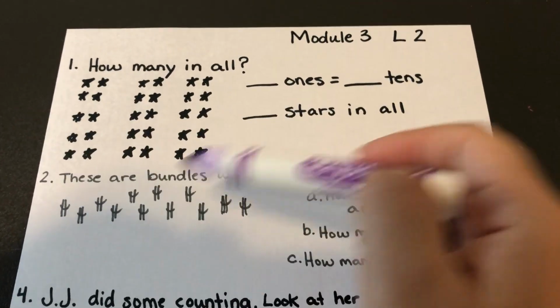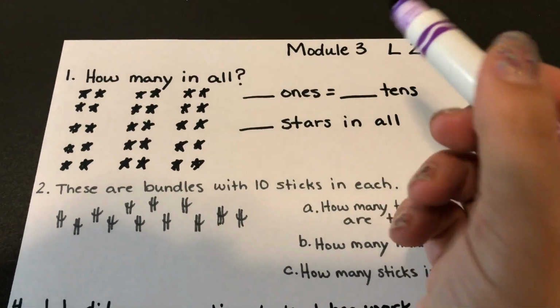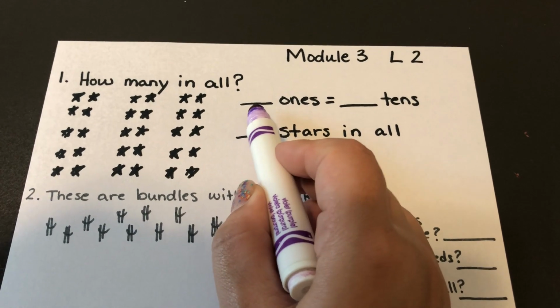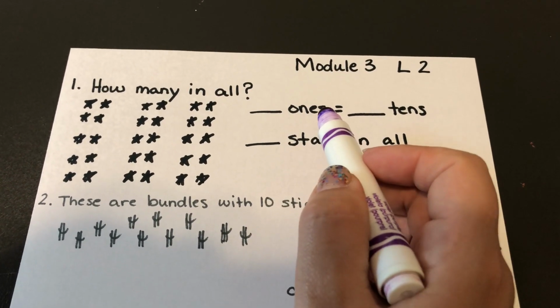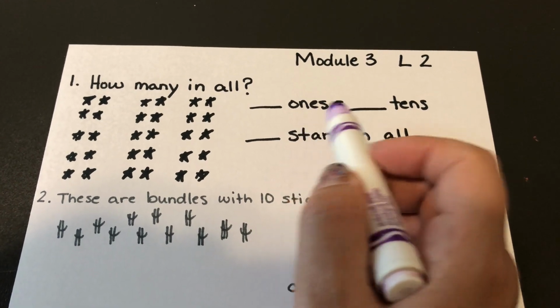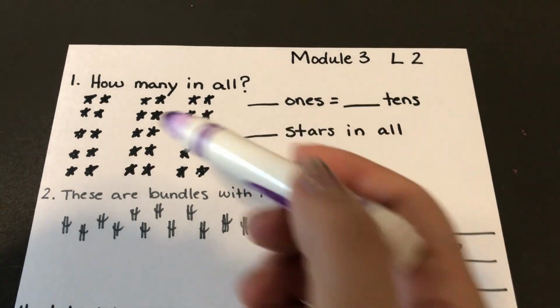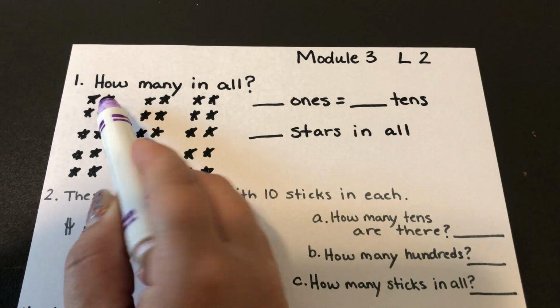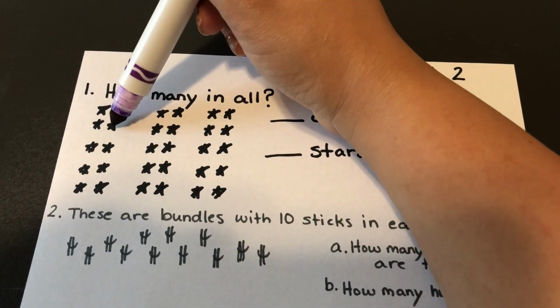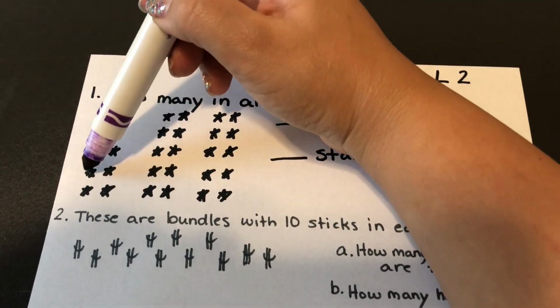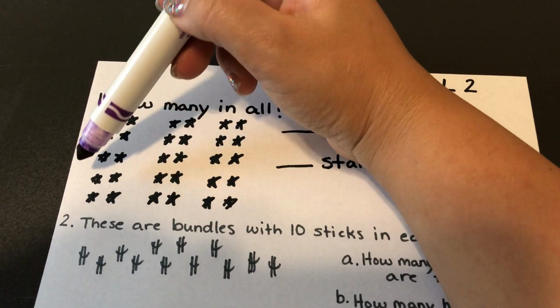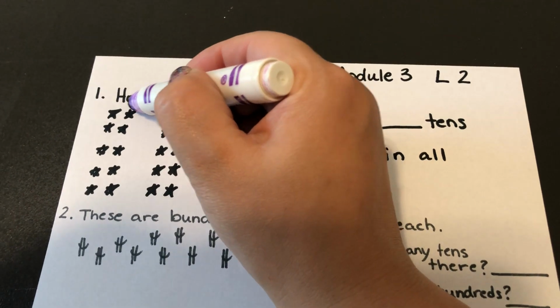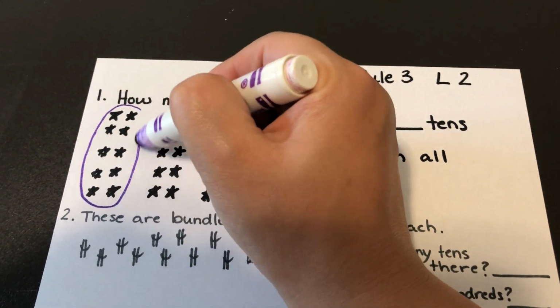All right, so starting off, it says, how many in all? So it wants to know how many stars there are. The first one says blank ones. So I want to know how many ones there are. If I start counting, I know this is 1, 2, 3, 4, 5, 6, 7, 8, 9, 10. All right, I know that's a group of 10. So actually, I'm going to circle it because that's going to help me remember that that's a 10.